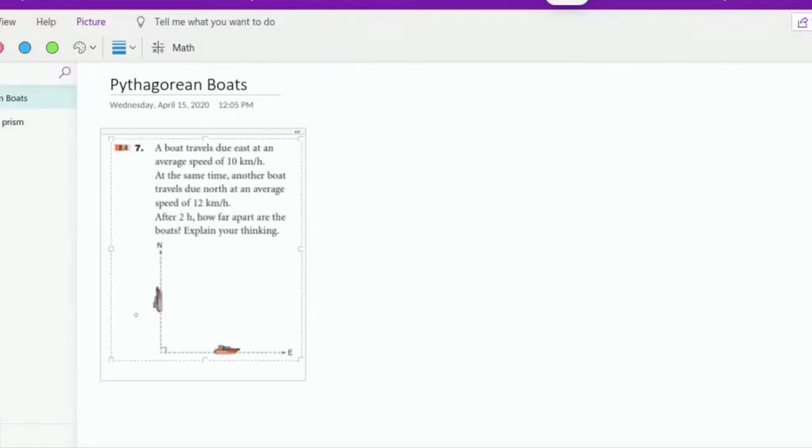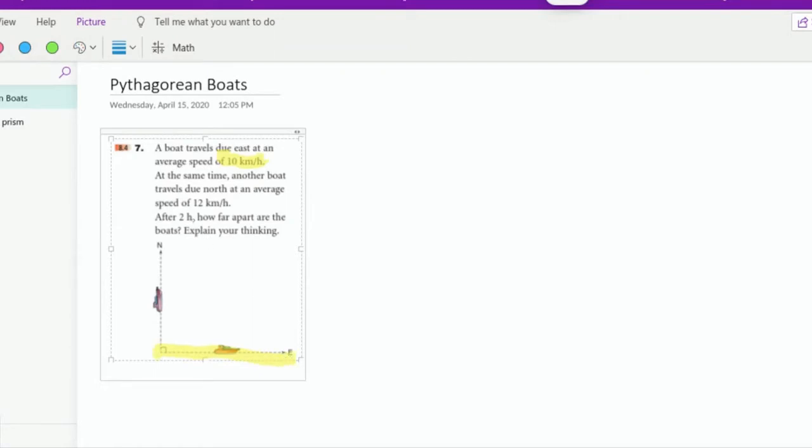We are doing a question today for grade 8, and it's from the Pearson Math Makes Sense 8 textbook, section 8.4, question 7. The question reads, a boat travels due east at an average speed of 10 kilometers an hour. I'm going to use a highlighter as I read to highlight my important information. So 10 kilometers an hour for that east boat.